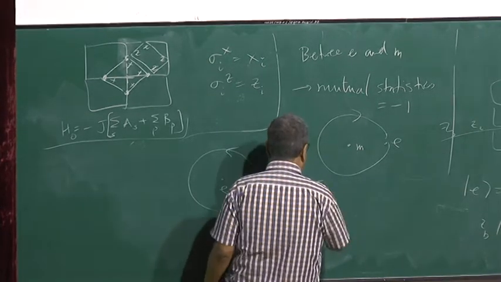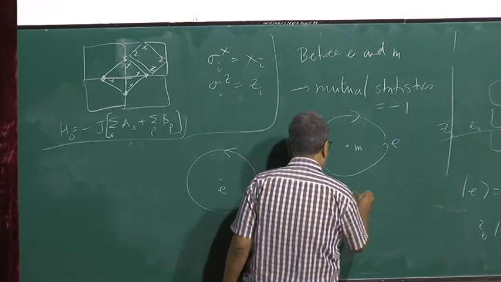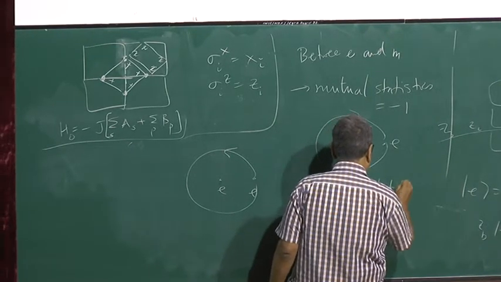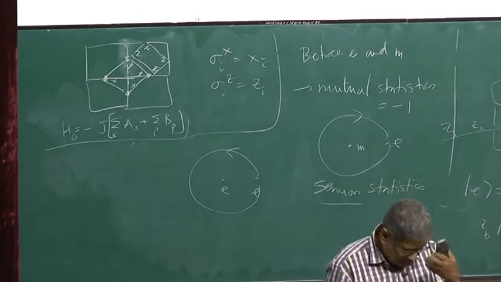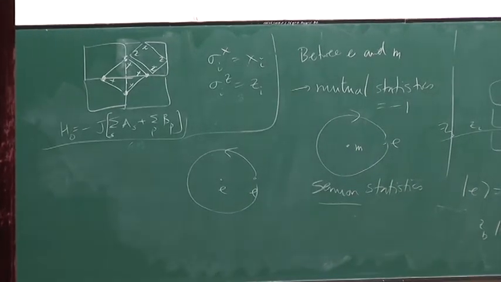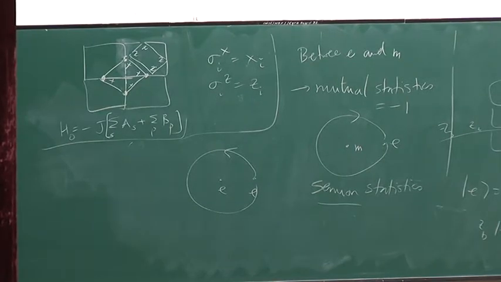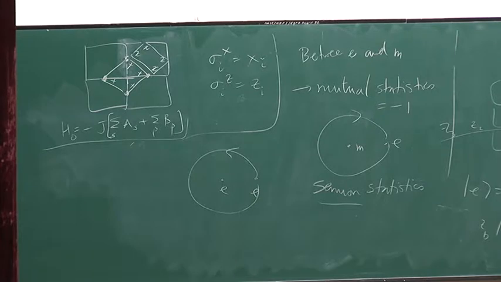This is sometimes called semion statistics. Okay, so I should explain this notation. This notation comes from this concept of anyons. You have these hypothetical particles in two dimensions, identical particles, so that when you exchange two of them, you pick up a phase e to the i theta.